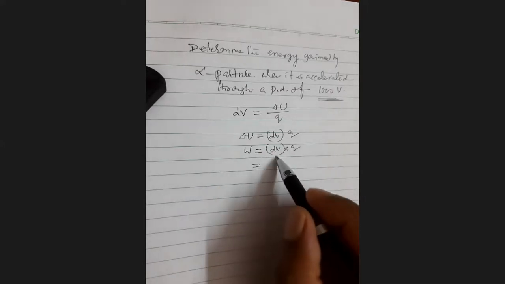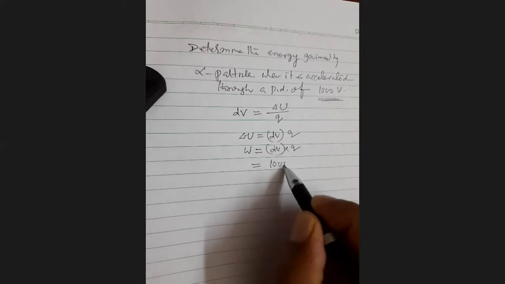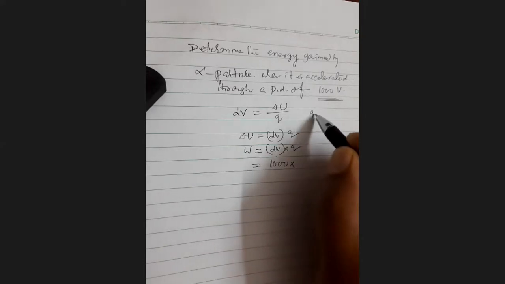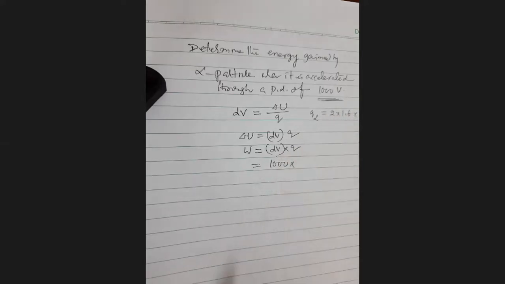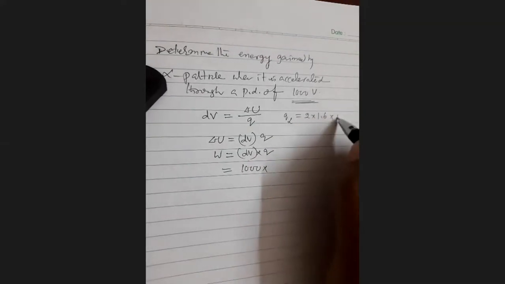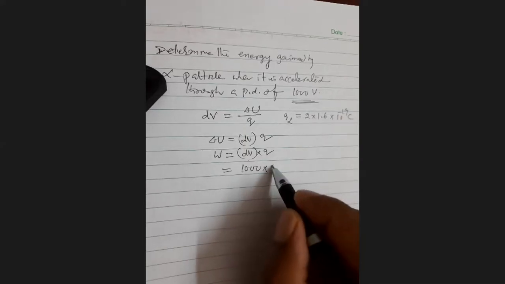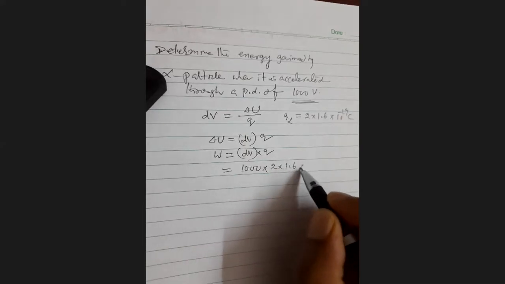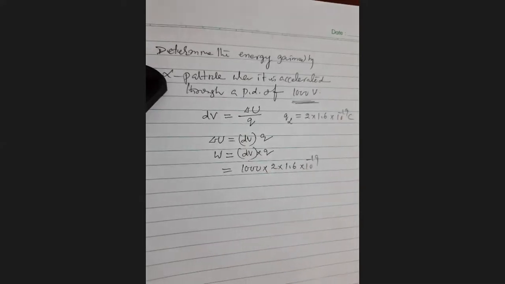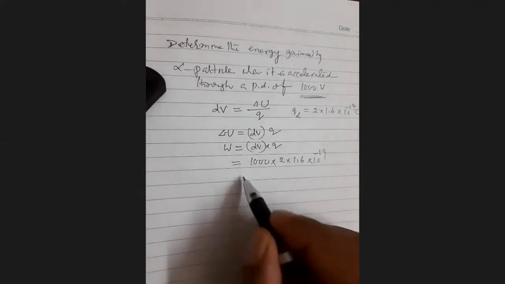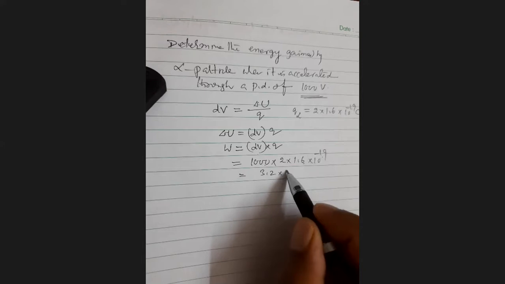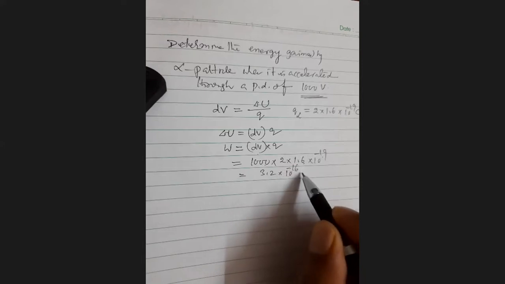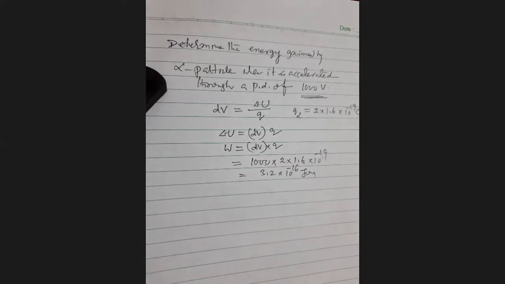Delta U equal to dV, how much? 1000 volts into the alpha particle charge, which is 2 times the proton charge, 2 into 1.6 into 10 power minus 19 coulomb. You substitute that, 2 into 1.6 into 10 power minus 19. That equals 3.2 into 1000 into 10 power minus 19, so 3.2 into 10 power minus 16 joules.